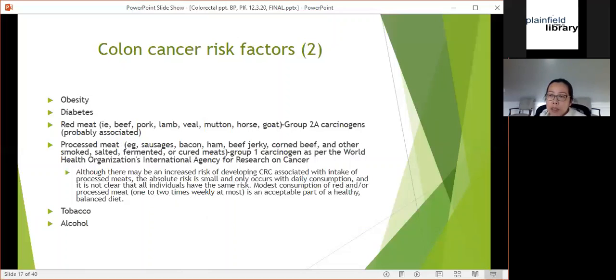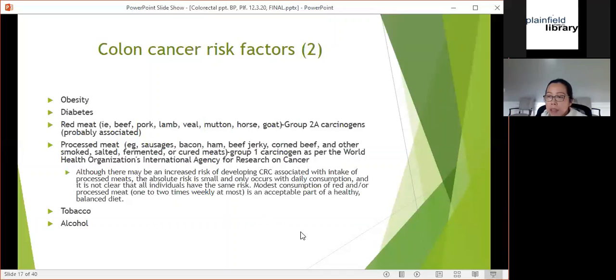Processed meat such as sausage, bacon, ham, beef jerky, corned beef, and other smoked, salted, fermented, or cured meat are considered group 1 carcinogens. Although there may be an increased incidence of developing colorectal cancer associated with the intake of processed meat, the absolute risk is small and only occurs with delayed consumption. And it is not clear that all individuals have the same risk.